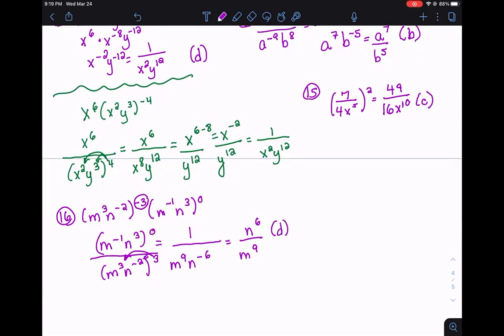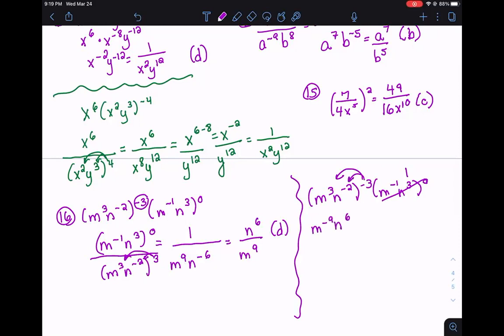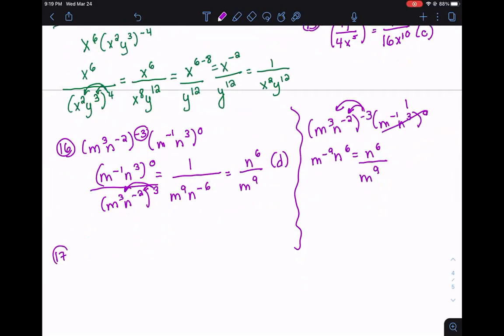which is choice D. As an alternative method, you could have raised everything to the -3rd power right away. So again, this whole thing is 1. I'm just going to write that to save time. This would become m to the -9 and n to the +6. The n to the 6 would stay on top and the m to the 9 would go on the bottom. So as you can see, you're going to get the exact same answer regardless of how you went about this.